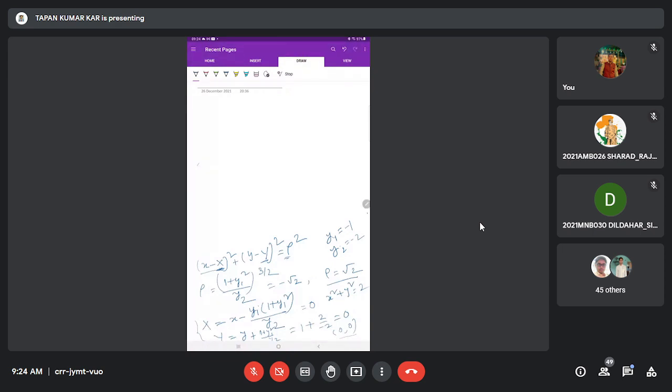Find the asymptotes of the curve y to the power 4 minus 2x y cube plus 2x cube y minus x to the power 4 minus 3x cube plus 3x square y plus 3x y square minus 3y cube minus 2x square plus 2y square minus 1 equal to 0.